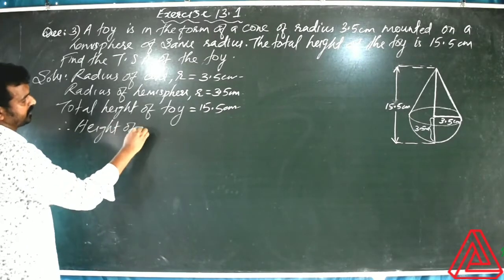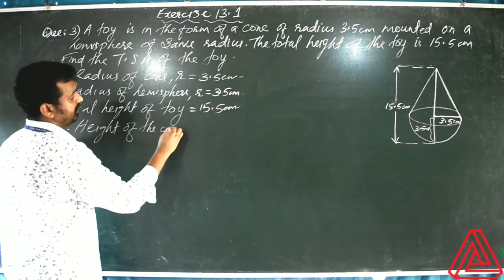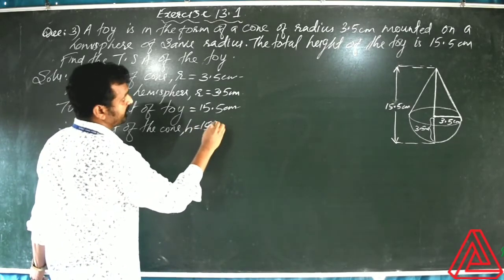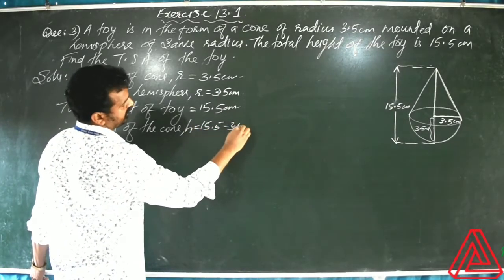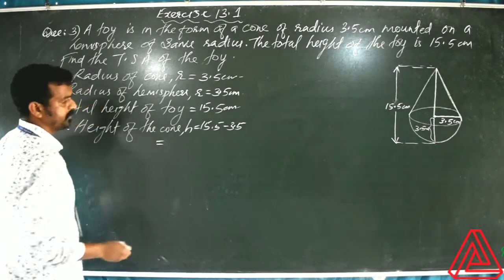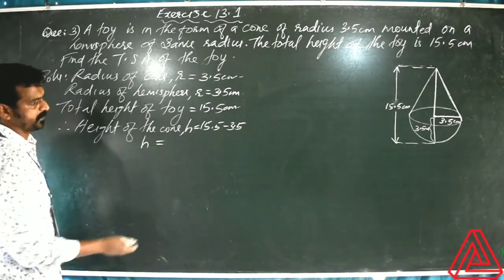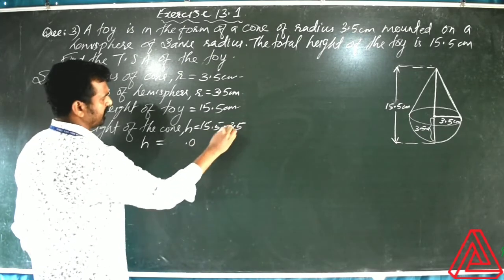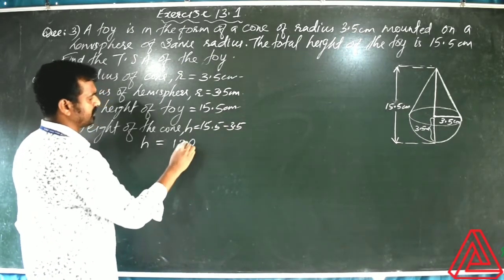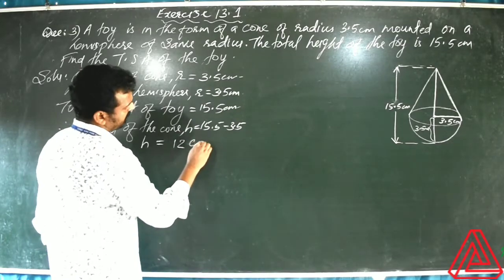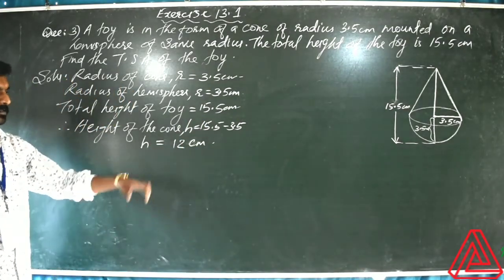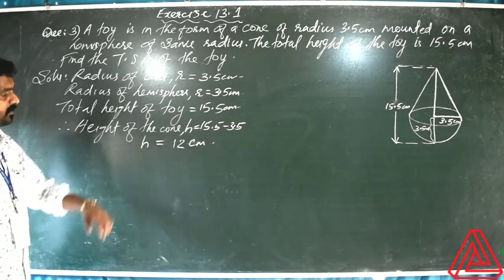Therefore, height of the cone h is equal to 15.5 minus 3.5. 5 minus 5, 0. 5 minus 3, 2, 1. That is 12.0, we can write as 12 centimeter. So the height h is equal to 12 centimeter.